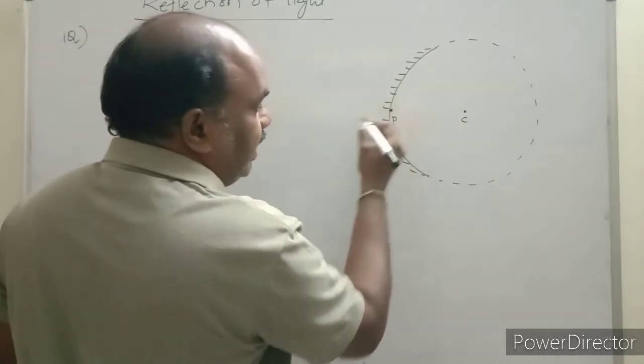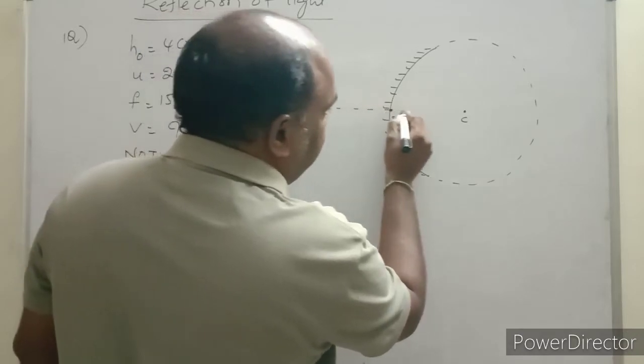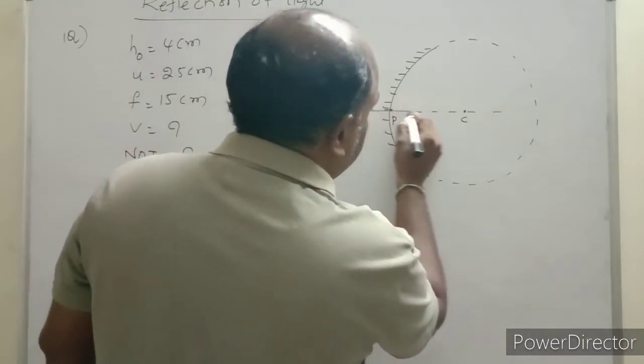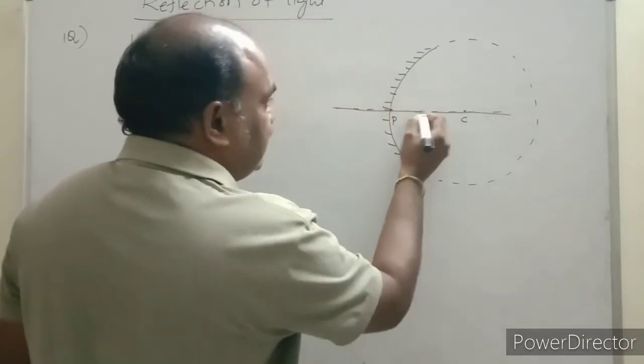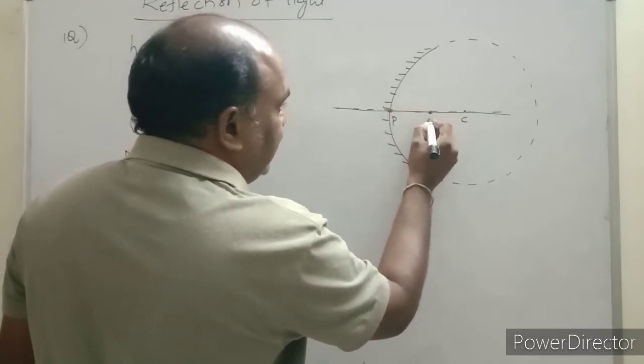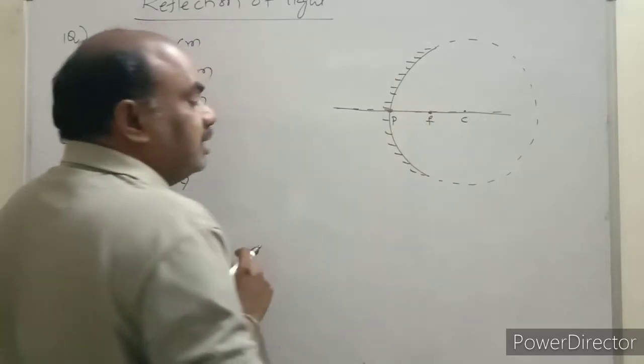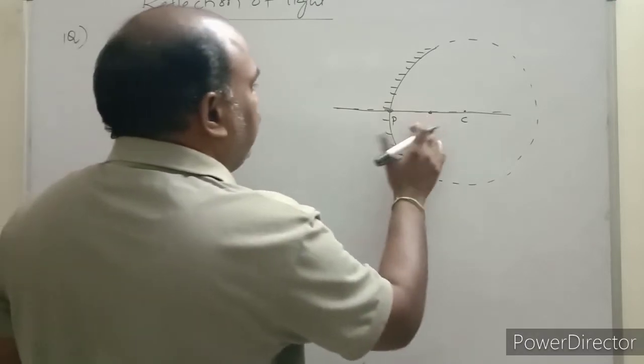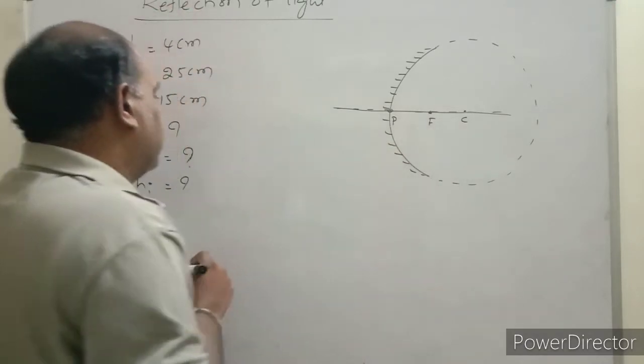This is the geometrical midpoint, the pole. The imaginary line passing through these two points is called the principal axis. The point in between the pole and the center of curvature is called the focal point. This is the focus, or focal plane, the principal focus.